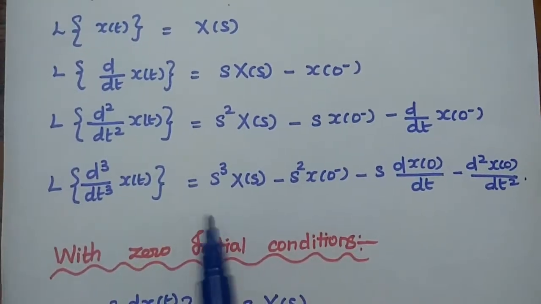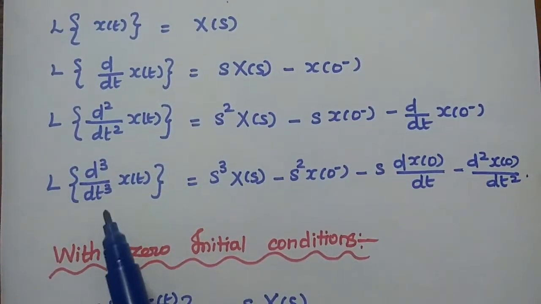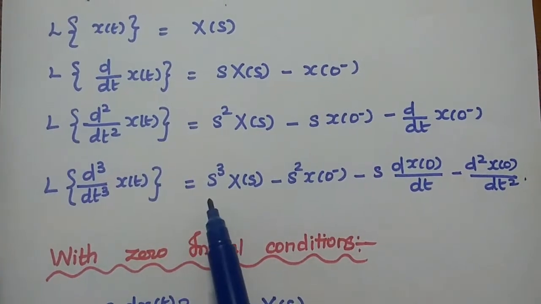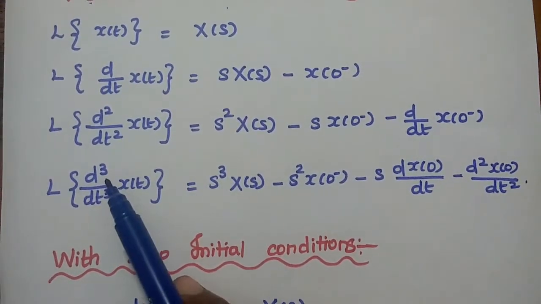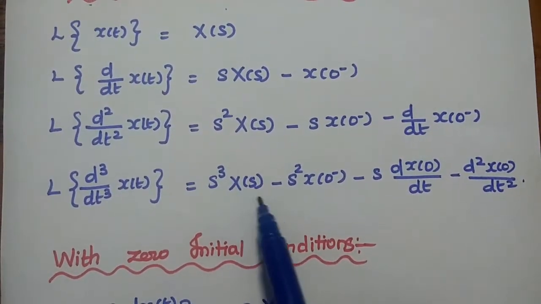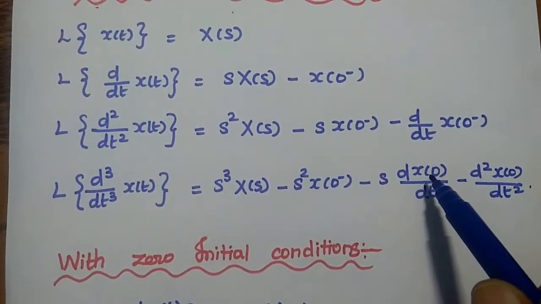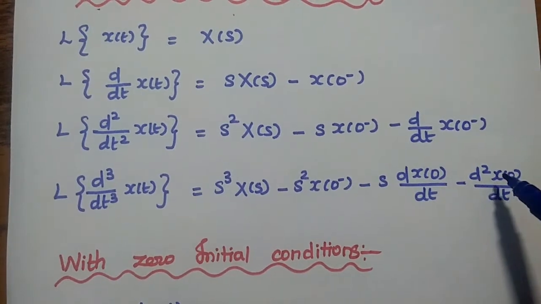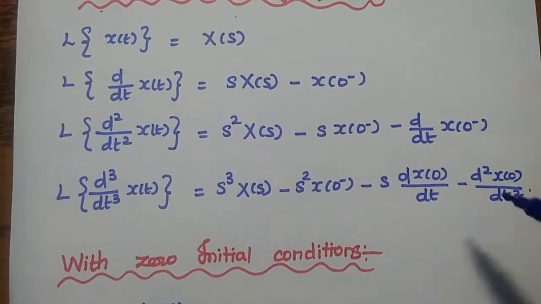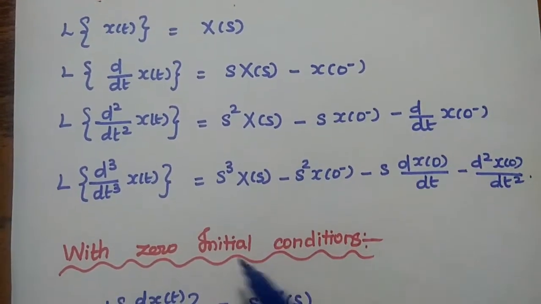Likewise, we can have the Laplace transform of d cube by dt cube of x of t equal to s cube. Here degree is 3. So s cube X of s minus s squared x of 0 minus s dx of 0 by dt minus d squared x of 0 by dt squared. So likewise we can go with any number.